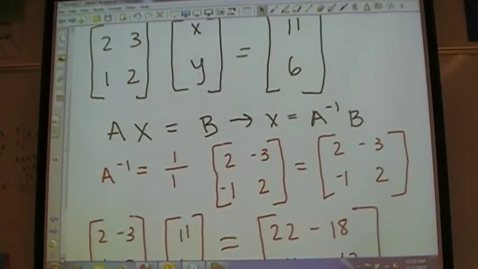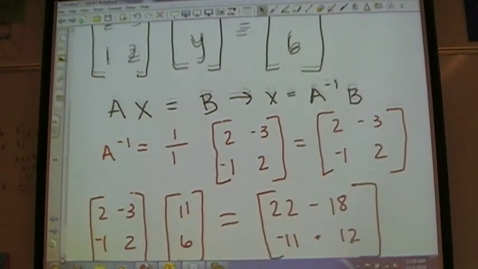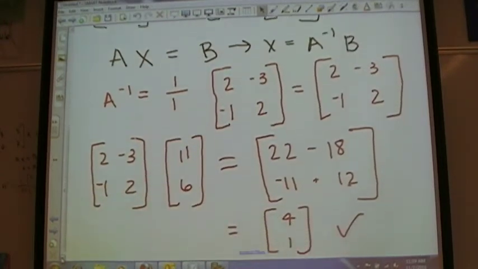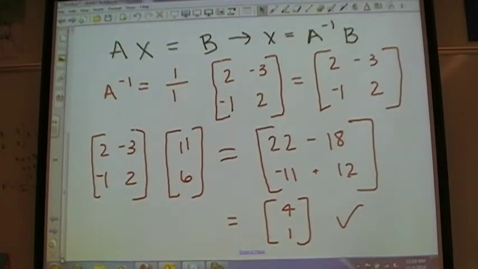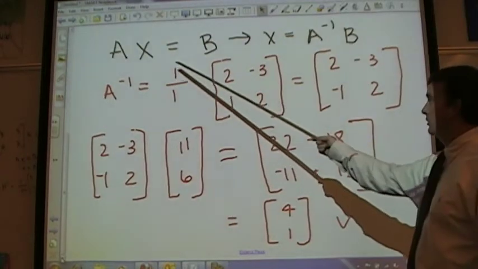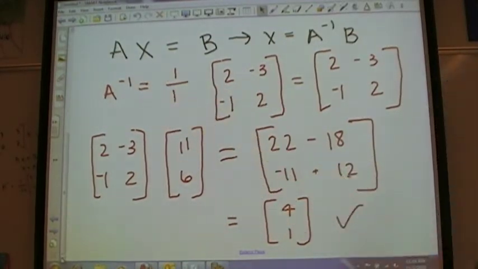So what we're going to do is find the inverse of A. The inverse of A is 1 over the determinant. Let me scroll back up and make sure we know that the determinant is 1. Does everybody see that? Yes.